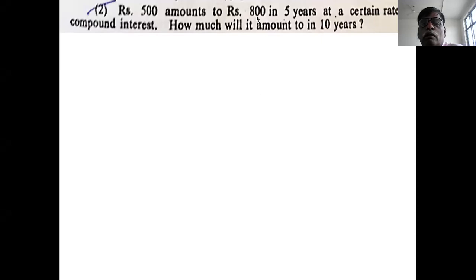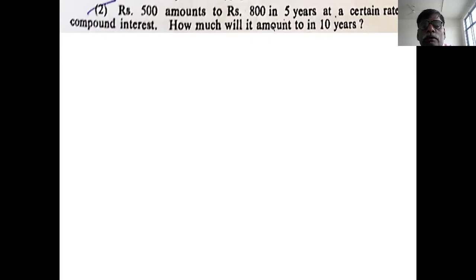500 rupees will become 800 in 5 years. 500 is the principal, 800 is the amount, n is 5 years. Rate of interest is not given, it is a certain rate. So you calculate the rate of interest in the first stage. And in the second stage, how much will it amount to in 10 years? They ask to calculate the amount at the end of 10 years.